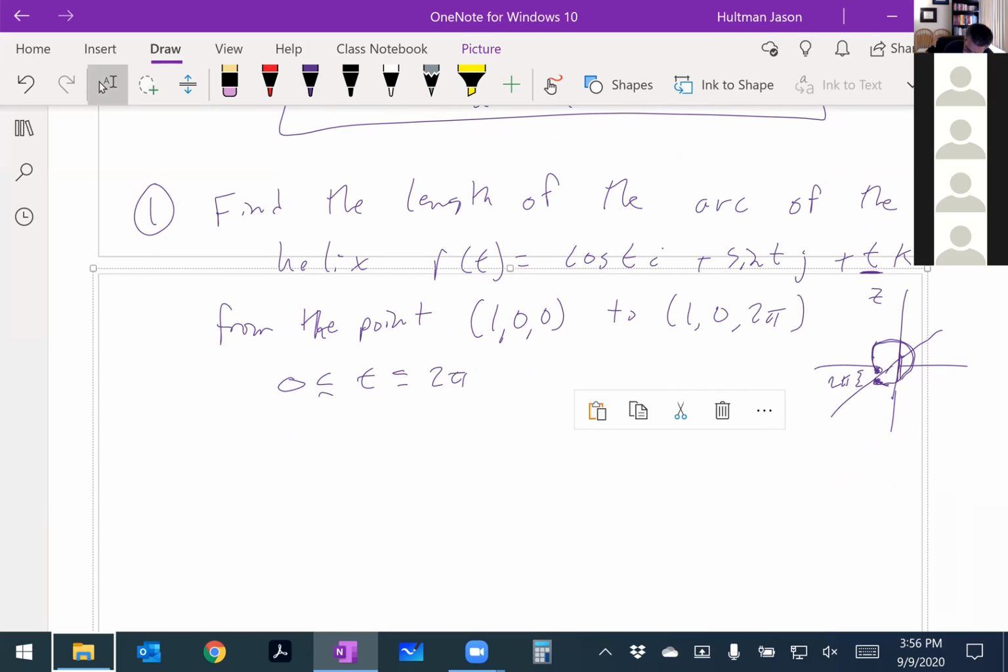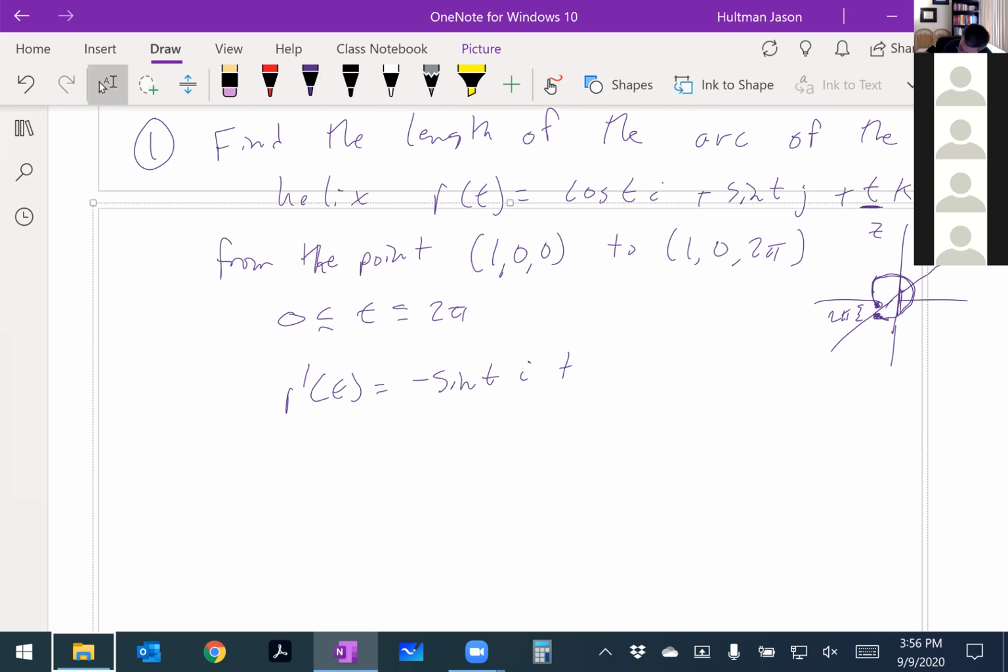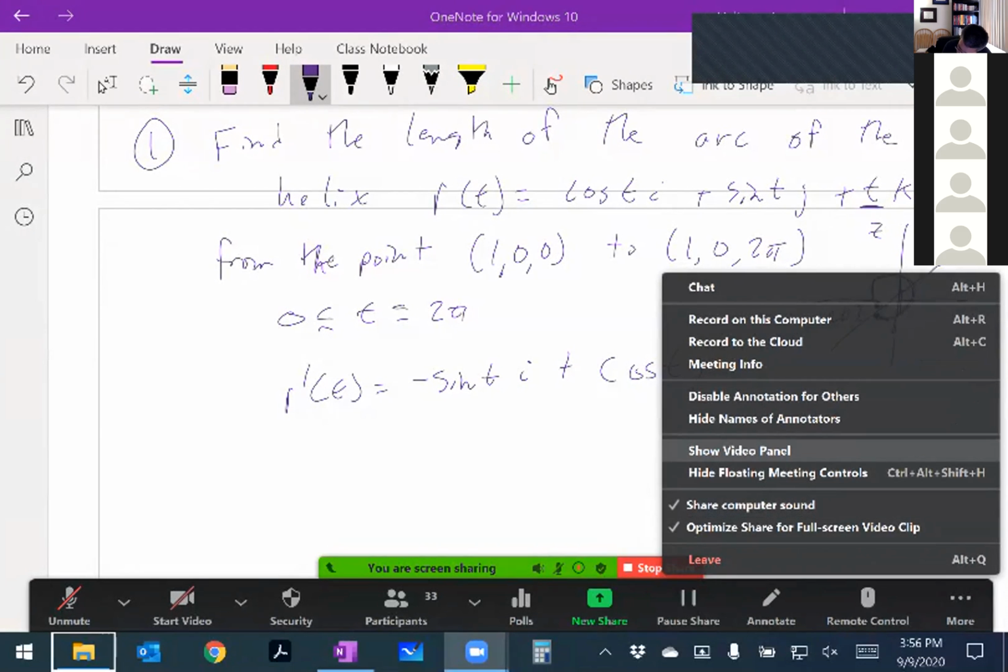So I want to know also what's r prime of t in this case. Well, what's the derivative of cosine? Negative sine, i. What's the derivative of sine? It's cosine, not negative. Cosine t. This is getting annoying.